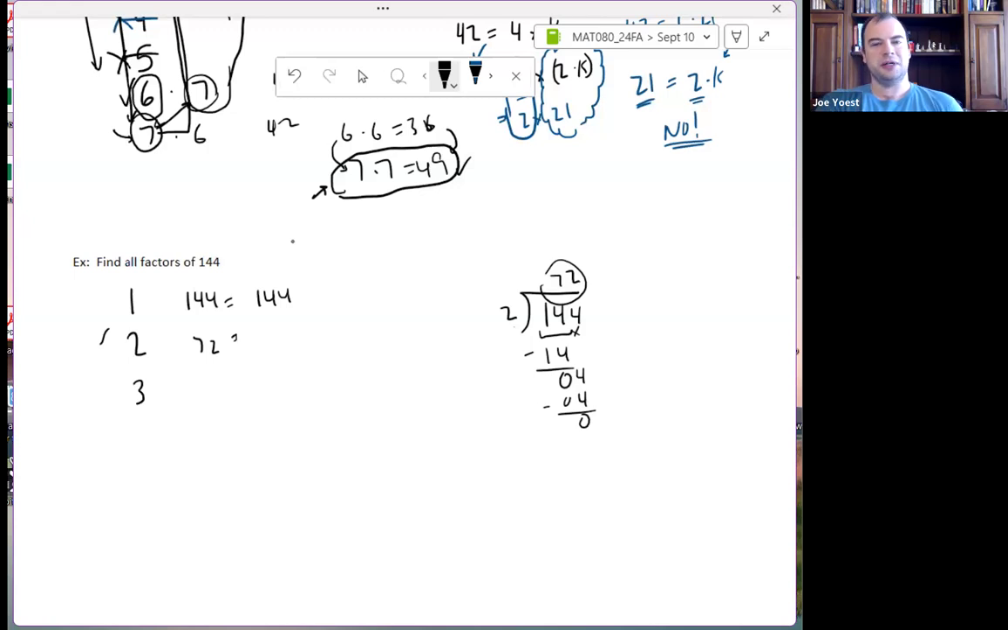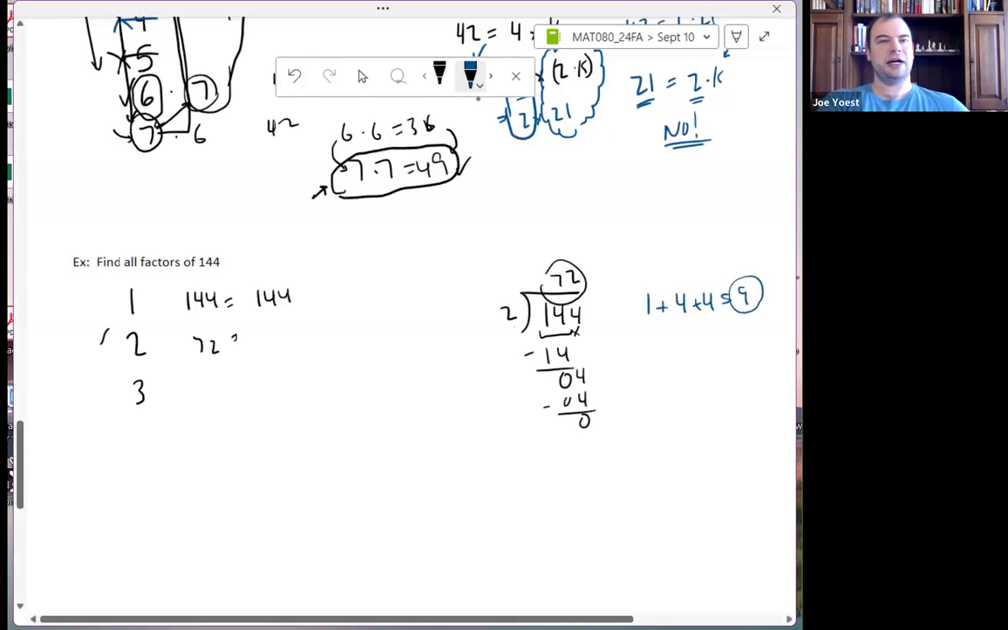Is 3 a factor of 144? Well, I'm not sure, but I investigate 1 plus 4 plus 4, or 9. Is 3 a factor of 9? Yes, it is. So yes, 3 is a factor of 144.